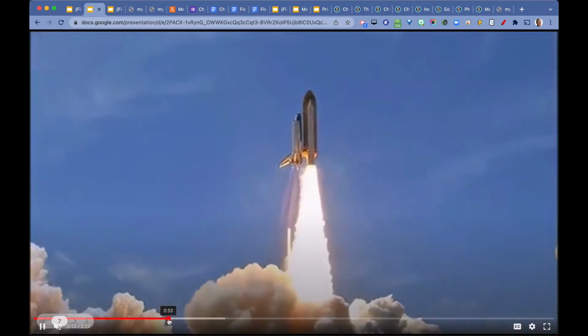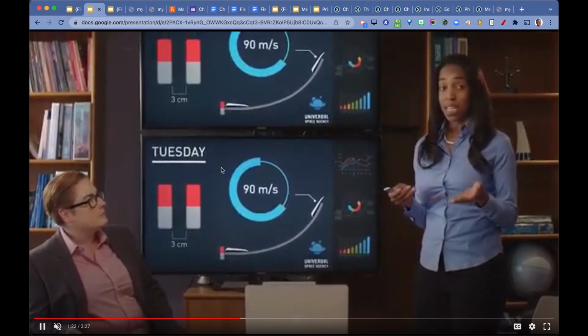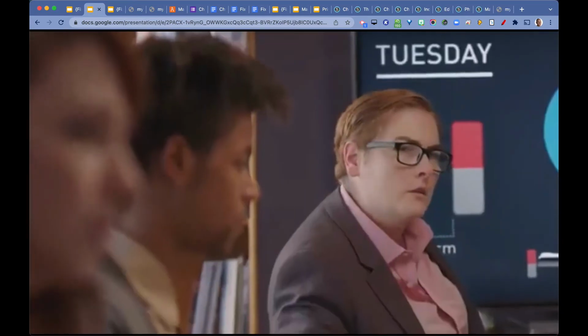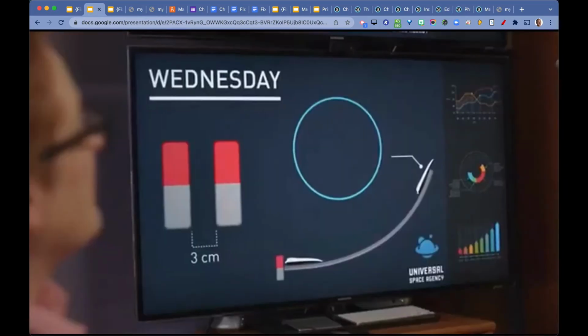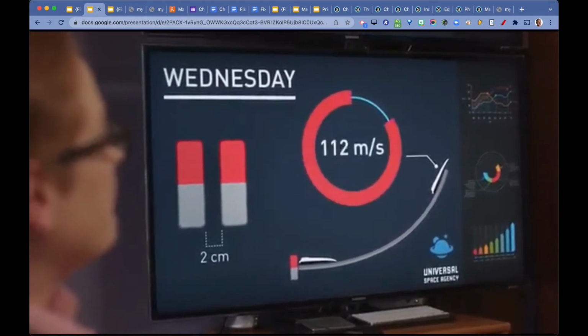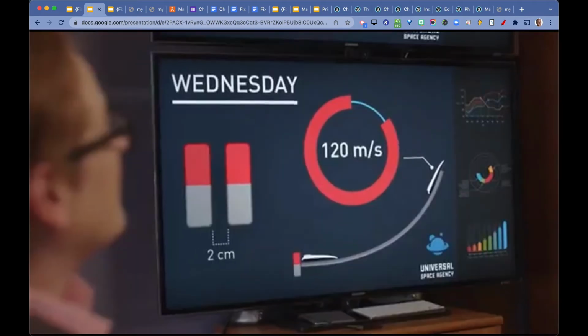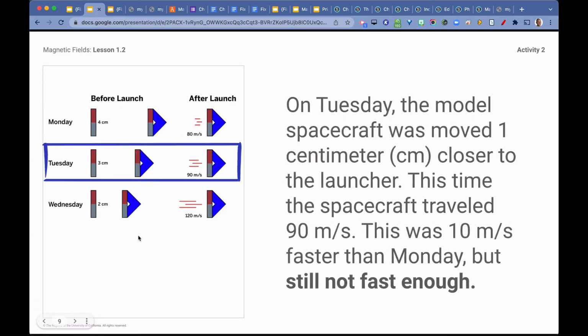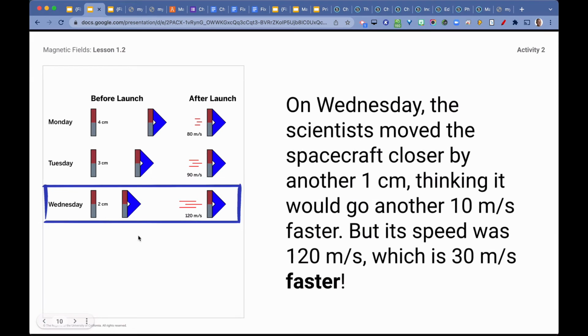Alright, so basically what they were testing is they discovered that on one day they moved the magnetic launcher system closer together by 1 centimeter, and that caused a 10 meter per second change in the speed. And then they did it another centimeter again, and that caused a 30 meter per second increase in speed. So that was the problem we're trying to figure out. And here's the main crux of the problem, visually represented.